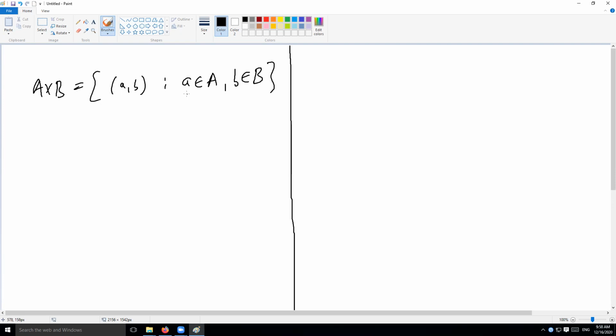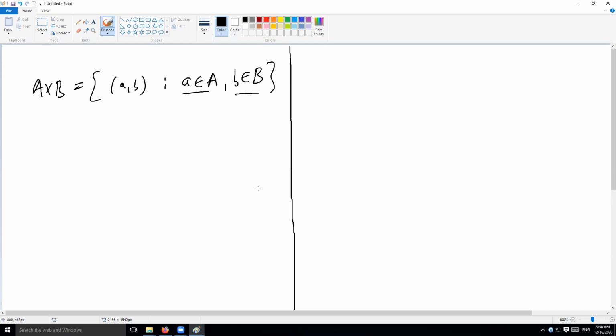So in other words, what does this mean? This means pick all elements from A one by one and pick all elements from B one by one and make all such ordered pairs. So this is really the collection of all ordered pairs where the first element comes from A and the second element comes from B. This is not just one ordered pair. This is the set of all ordered pairs in which the first component comes from A and the second component comes from B. This is really the abstract definition of A cross B.